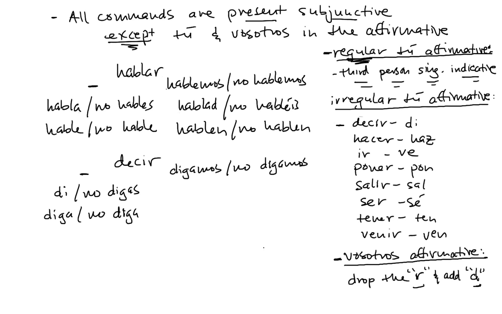The vosotros form is always regular. Simply drop the R, add the D from the infinitive. So we get decid. But then negative, always subjunctive. No digáis. All negative command forms are subjunctive. And ustedes, tell. Ustedes, tell me the secret. Tell us the secret. Digan and no digan.